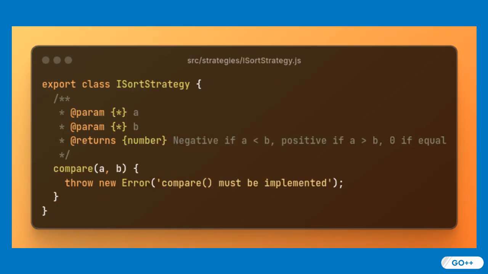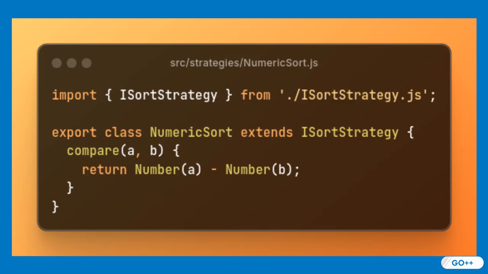This defines the abstract sort strategy interface. All concrete sort strategies inherit from this class and must implement the compare method, which takes two values and returns a number as per JavaScript's comparator protocol. This is the numeric sorting strategy, handling columns whose data is numeric. It converts both values to numbers and returns their difference.